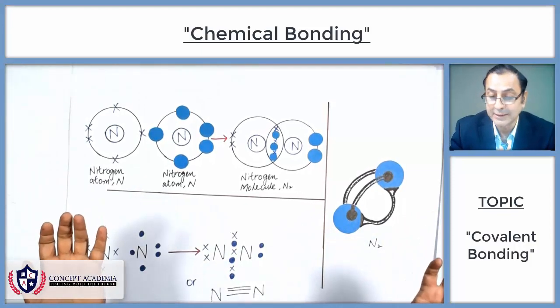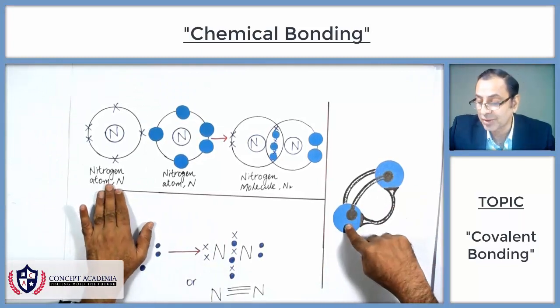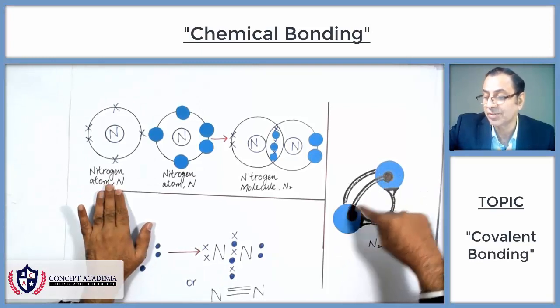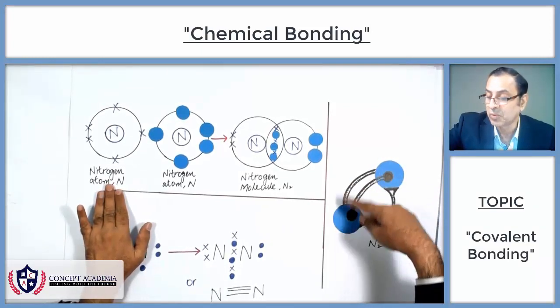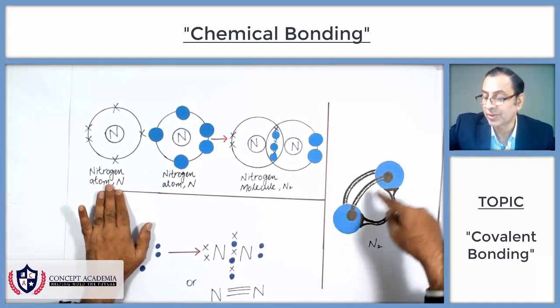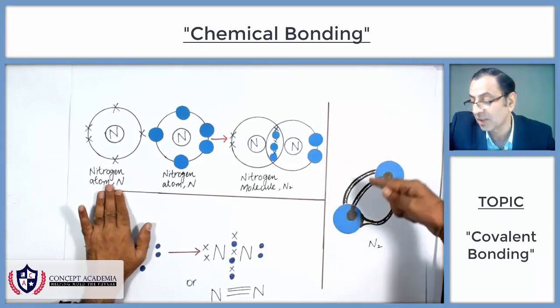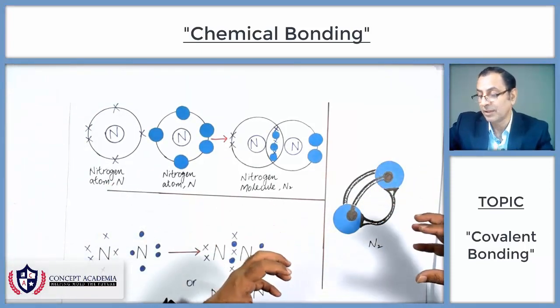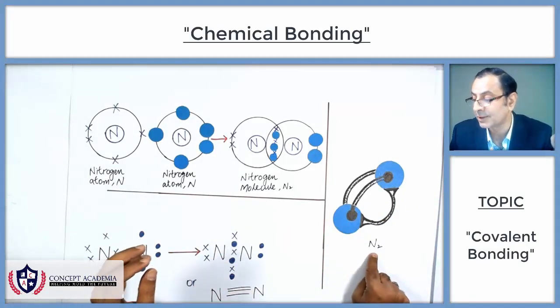stability. And this is the nitrogen nucleus, and this is the nitrogen nucleus. These are the electronic cloud between the nitrogen nuclei. This proton will attract this electronic cloud, and this proton will attract this electronic cloud, and that is the reason they bind together to give a nitrogen molecule, N2.